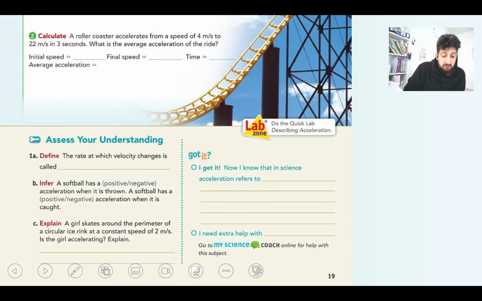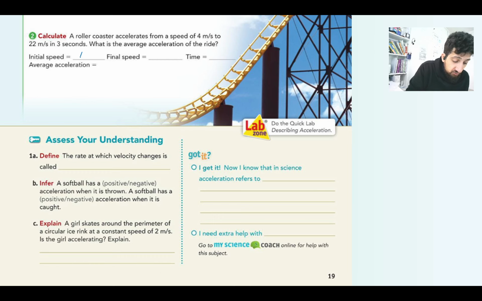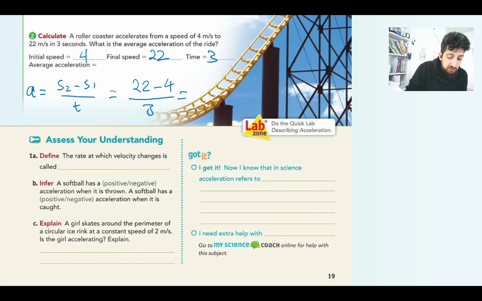Okay, so that's the same one. So I might actually do it again here, sorry, because it was towards the end. The initial speed was 4, and the final speed was 22, and the time it took was 3 seconds. So acceleration equals S2 minus S1 all over time, which equals 22 minus 4 all over 3, which equals 6 meters per second squared. Okay? Easy as that.